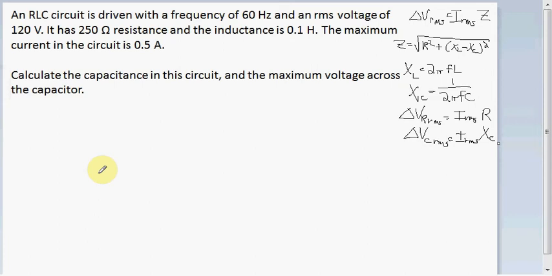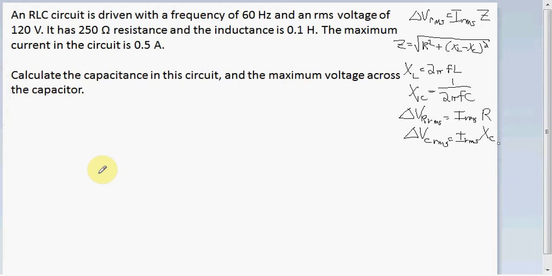Hello, here's another problem. This one has an RLC circuit in it. I should have probably mentioned it's an AC RLC circuit. It's driven with a frequency of 60 hertz, so I guess that tells you it's an AC circuit, and an RMS voltage of 120 volts. It has 250 ohms resistance, and the inductance is 0.1 henries.